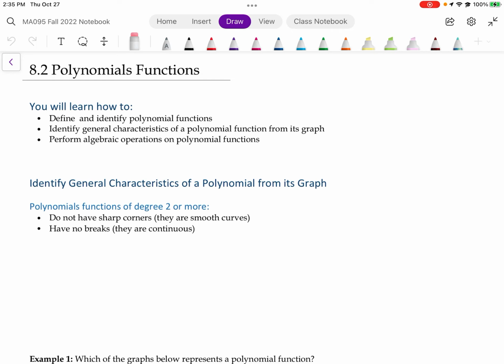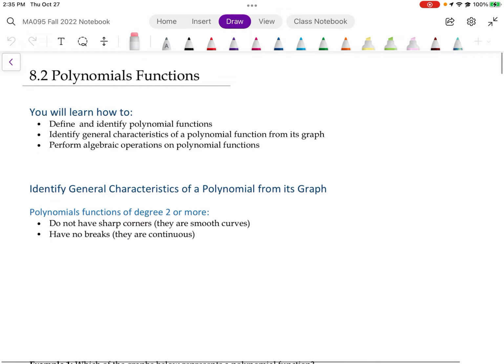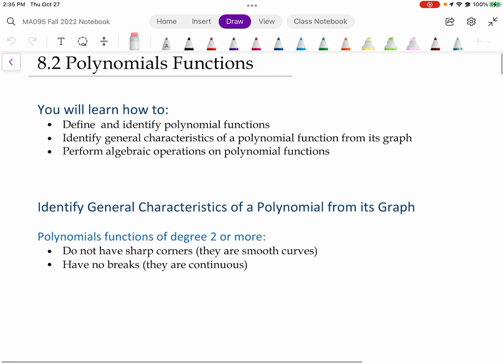So you're going to define and identify polynomial functions, and you'll learn how to identify some general characteristics and recognize polynomials from their graph, and then do some algebraic operations. All right, so polynomial functions of degree 2 or more, that means x squared or more, like x cubed, x to the fourth, is the highest power of that polynomial. So remember from last time, that's what a degree means.